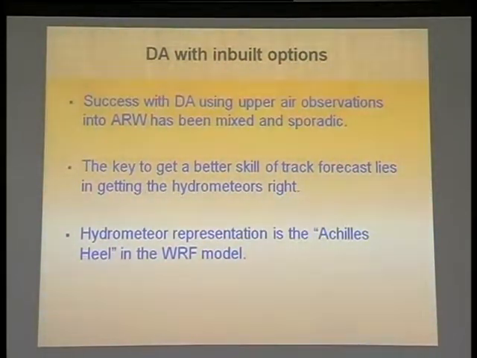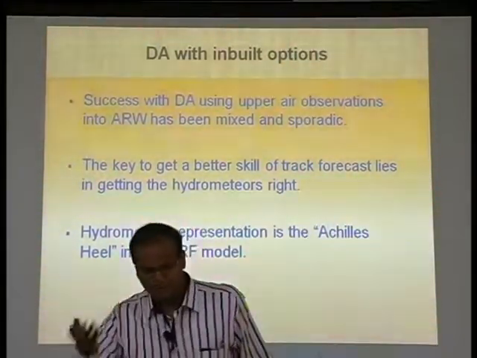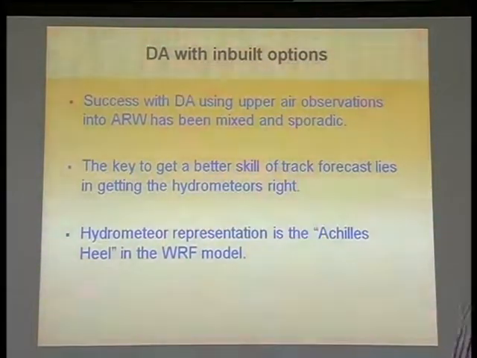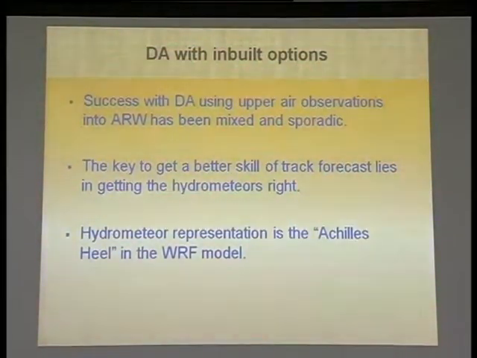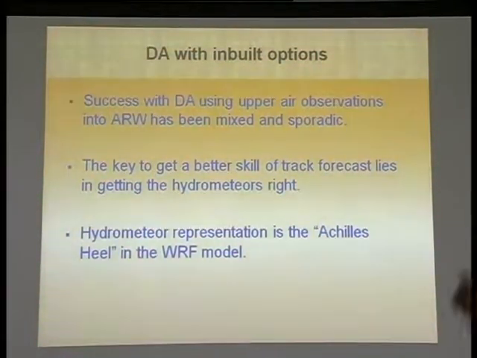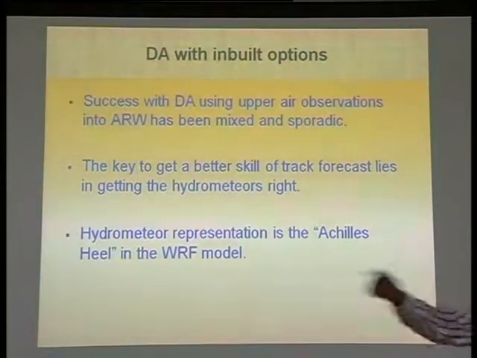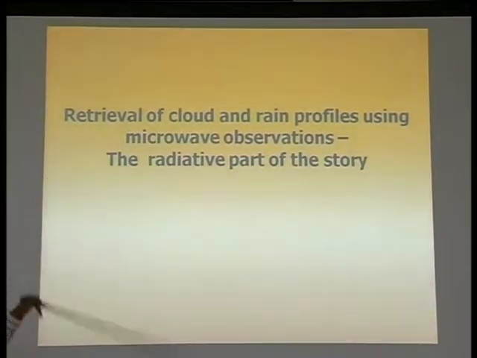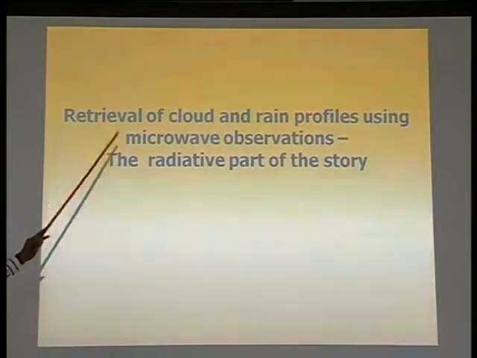Therefore we are not able to get better results with assimilation, basically because wherever the cloud activity is not there, when there is only clear sky, if you keep on assimilating, how much is it going to improve in the region of interest to you, namely the cyclones where there is low pressure and spiraling rain bands and so on. So hydrometeor representation is the Achilles heel in this story. Therefore, you'll have to start looking at retrievals of cloud and rain profiles.